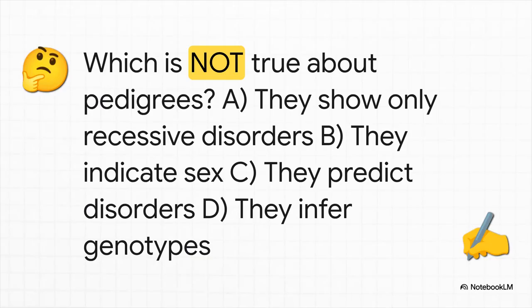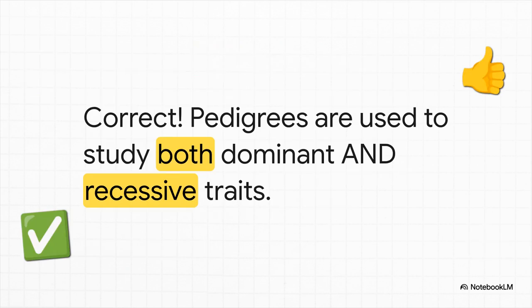First question, which of these statements about pedigrees is not true? What is something a pedigree can't do or isn't used for? Take a sec to look at the options. And the correct answer here is A. As we've seen, pedigrees are super versatile tools. They're absolutely essential for tracking both dominant and recessive patterns of inheritance.